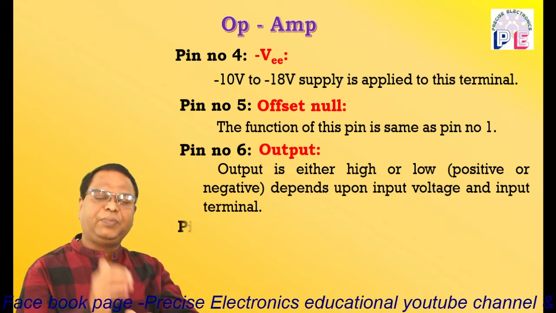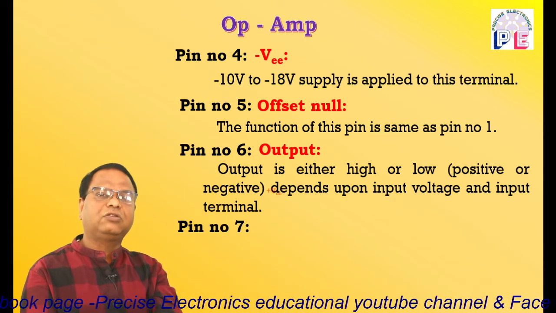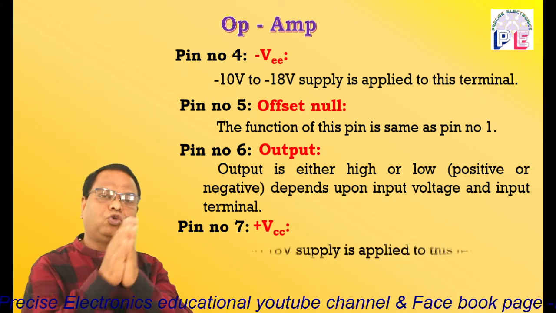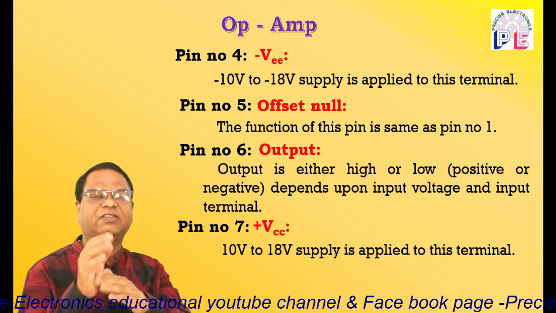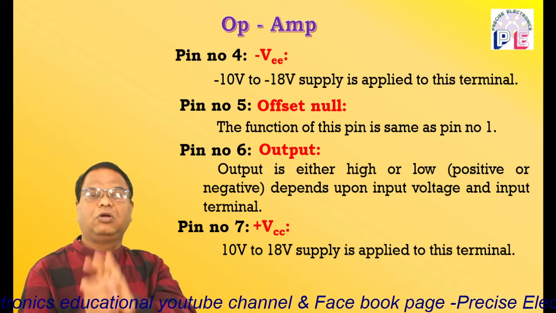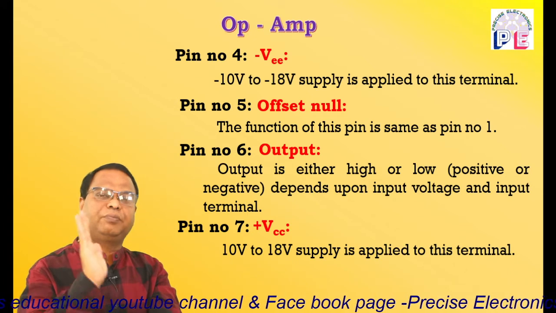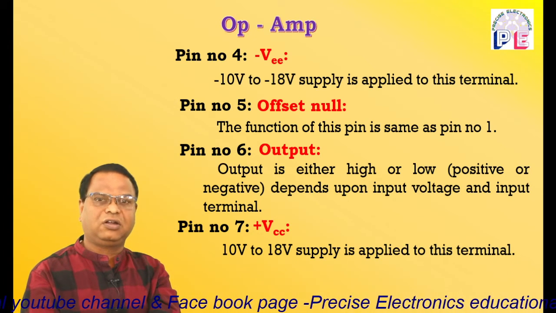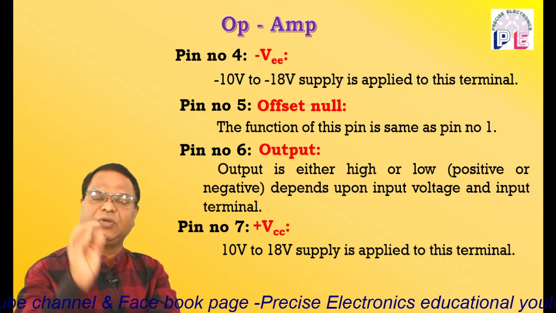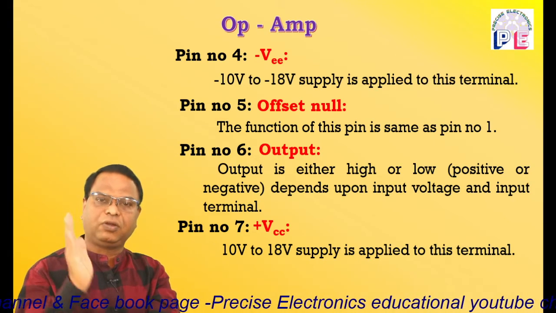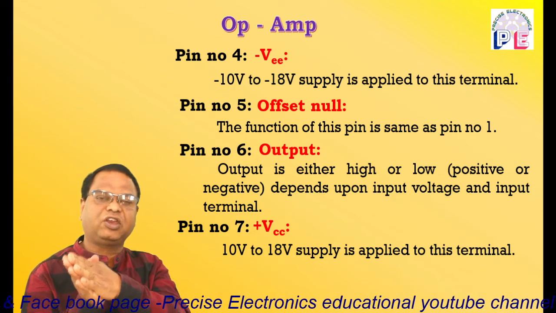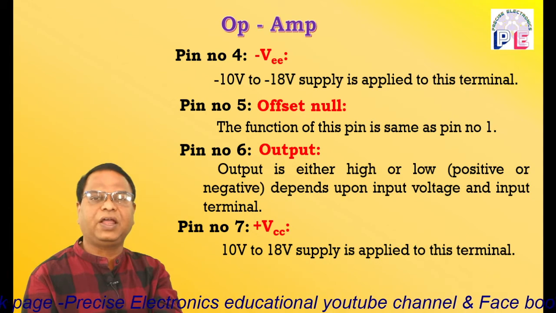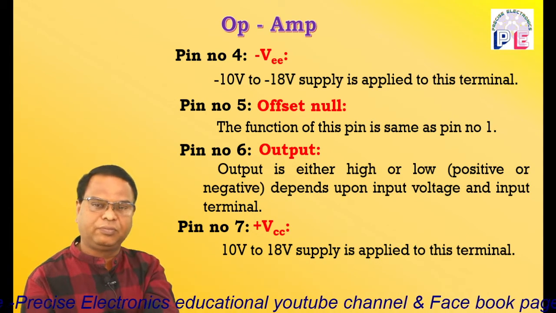The next pin is pin number 7, that is plus VCC. Obviously, plus 10 volt to plus 18 volt supply is connected to this terminal. Mostly in op-amp, plus minus 12 volt potential is applied. But there is no hard and fast rule that we require 12 volt. The range of this supply varies from plus minus 10 volt to plus minus 18 volt.